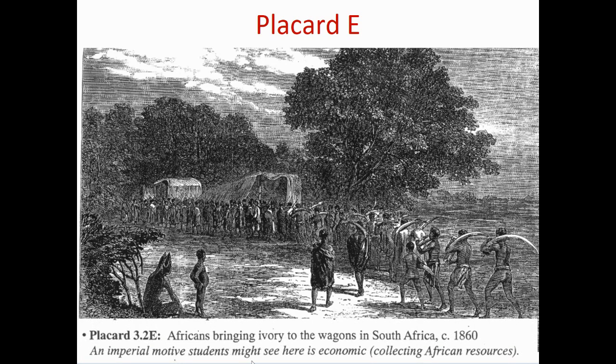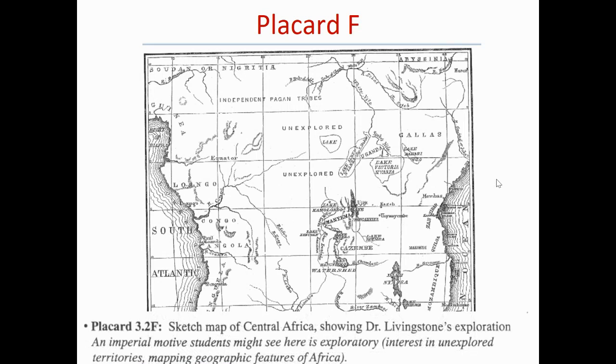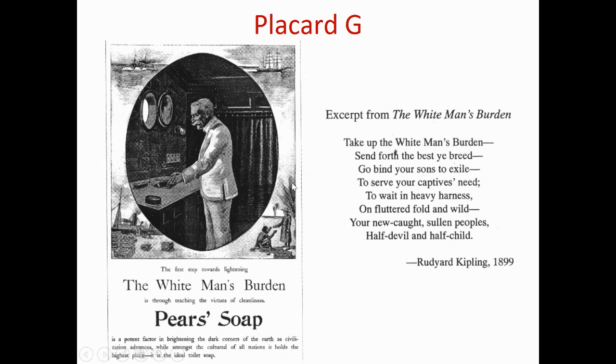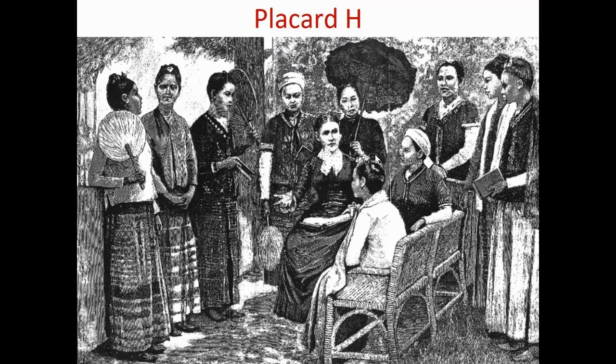A lot of people think that this one is ideological, but you don't know for a fact if these people here are slaves or working against their will. But you do know that they're selling ivory, which was a major good. This is a map of Africa. You can imagine that people were exploring it, and it tells you right here, unexplored, unexplored. You got 2 things here, an ad and an excerpt from the White Man's Burden poem I referenced. So you've got ideological and economic.